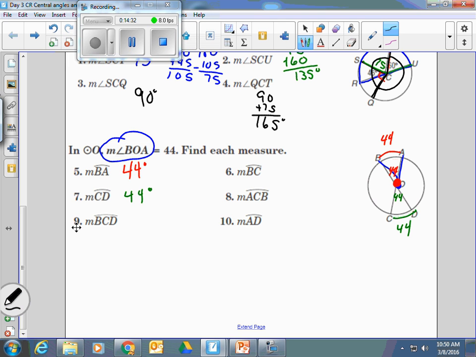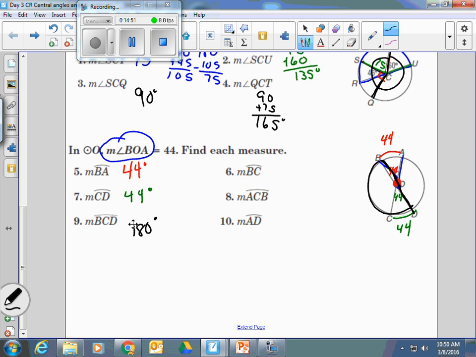Okay, then it says, how big is arc BCD? 180, because this line right here is called a what? A diameter. Very good. And a diameter equals 180 degrees. Perfect. Thank you.